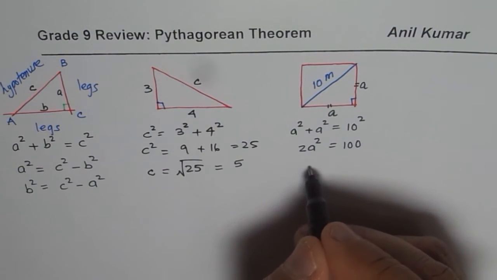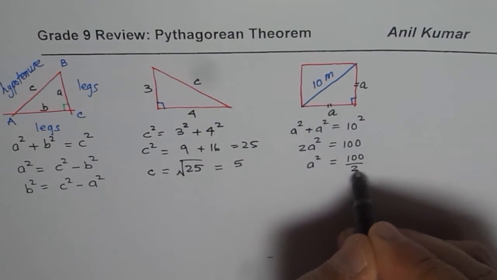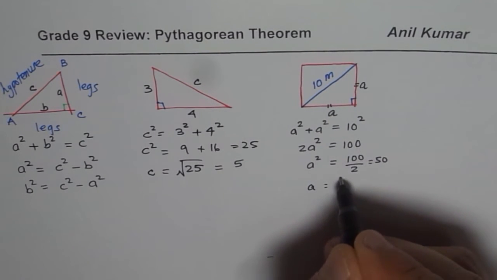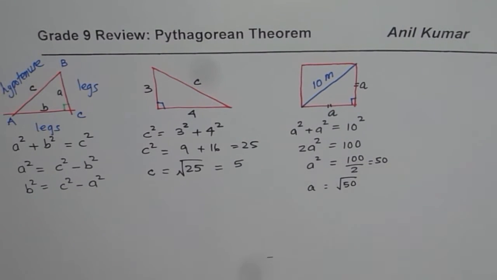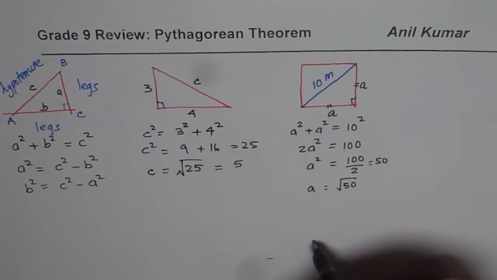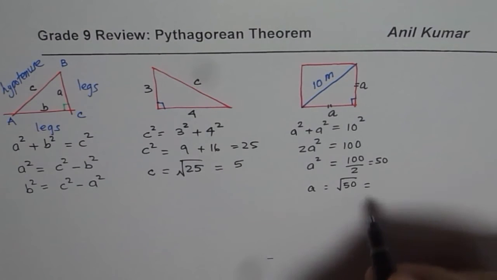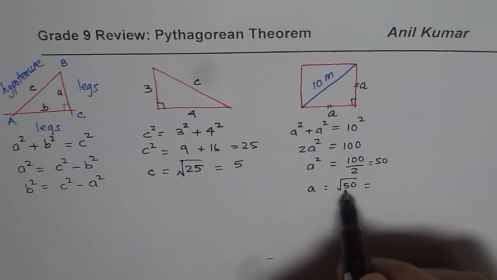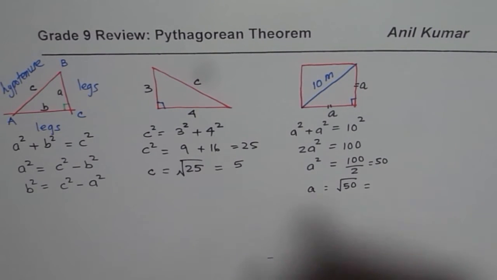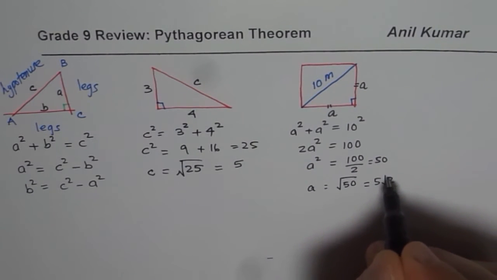So what is A? Well, let's go one more step. A square will be 100 divided by 2, and that is 50, and A is equal to the square root of 50. Now we can use the calculator to find this value. Sometimes we have to write exact values, sometimes round to one decimal place. If we have to write the exact value, we will get the value as 50 is 2 times 25, and the square root of 25 is 5. So we get 5 square root 2, right?